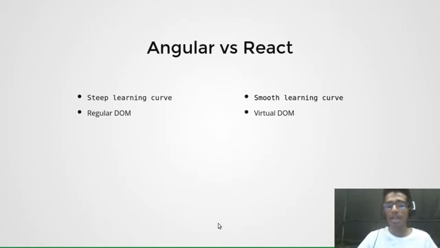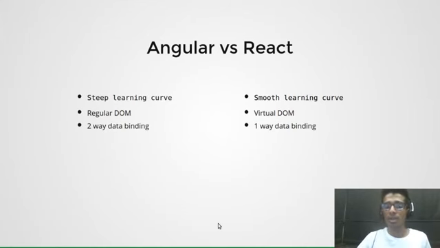So Angular has a steep learning curve, and AngularJS uses the regular DOM, so the DOM manipulations are really slow in AngularJS compared to the virtual DOM in ReactJS. With the virtual DOM there are so many fast DOM manipulations happening behind the scenes. So React is using the virtual DOM. And in AngularJS we have two-way data binding, but in ReactJS, like I said earlier, we have one-way data binding.